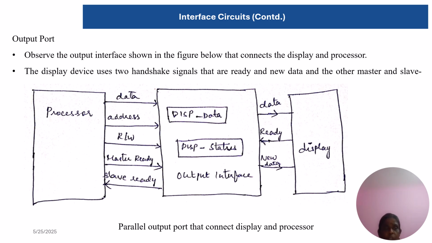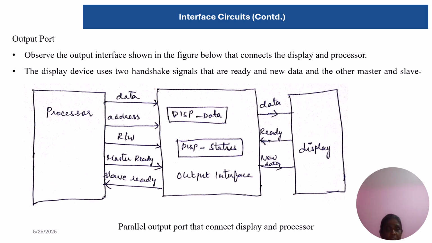So that was the input port. For the output port, we have a diagram to explain all the details. Observe the output interface shown in the figure below that connects the display and the processor. So the output unit is nothing but the display unit, because it shows the results or data on the display to the user.